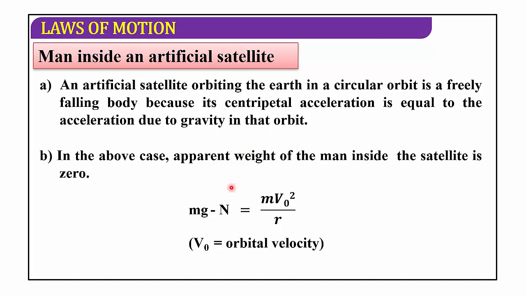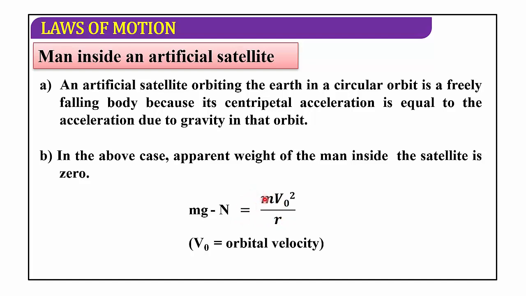Is it clear? Then the second point: in the above case, the apparent weight of the man inside the satellite is 0. You can observe this equation. We know that mg minus N is equal to ma. Instead of that, I am going to write orbital velocity, because it is a satellite revolving around the Earth. So we can write mg minus N equal to m v naught square divided by r.